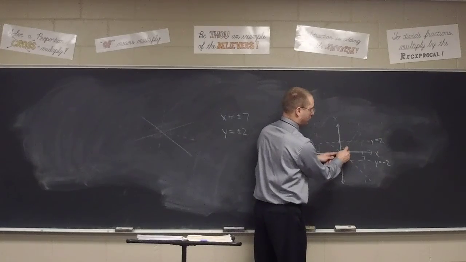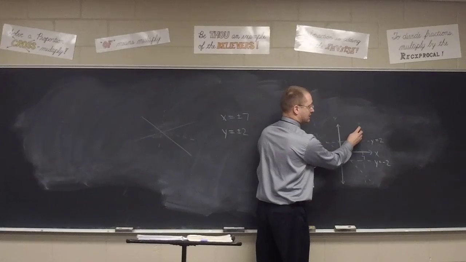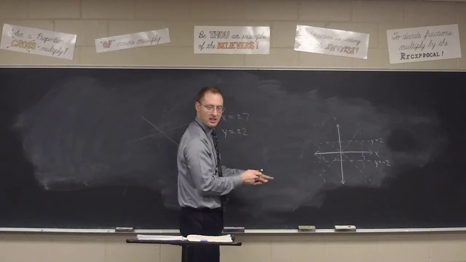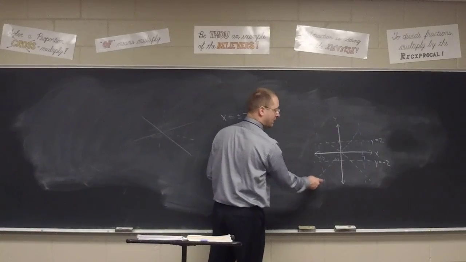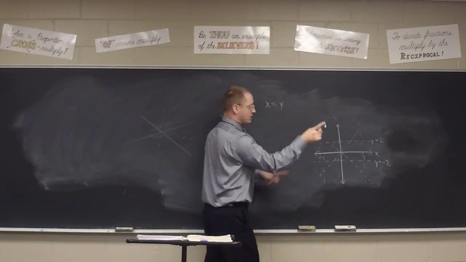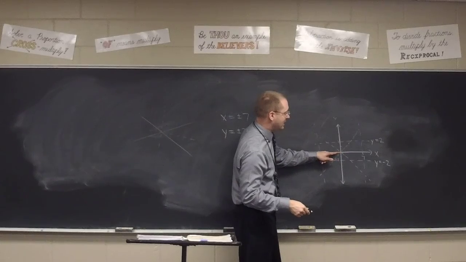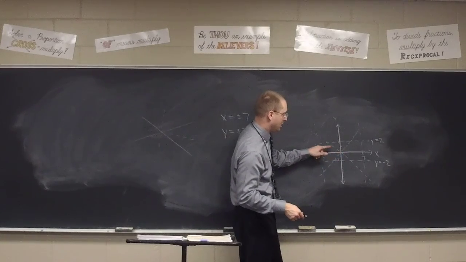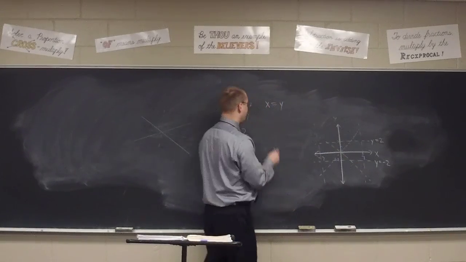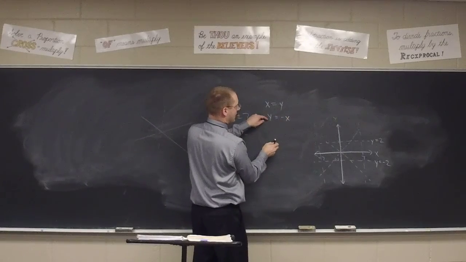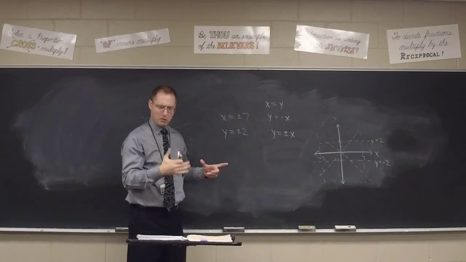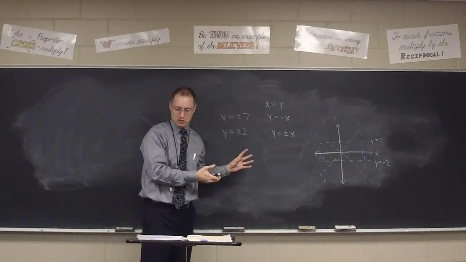But think about the points. 0, 0, 1, 1, 2, 2, 3, 3, 4, 4, 5, 5, 6, 6, 7, 7. Negative 1, negative 1, negative 2, negative 2, negative 3, negative 3, and so on. How can we write that as an equation? X equals y. Now think about this line. 0, 0. Negative 1, 1. Negative 2, 2. Negative 3, 3. 1, negative 1. 2, negative 2. 3, negative 3. Y equals negative x. Or we could say, since y equals x and negative x, y equals positive negative x. So we're taking geometry ideas and putting equations to them.